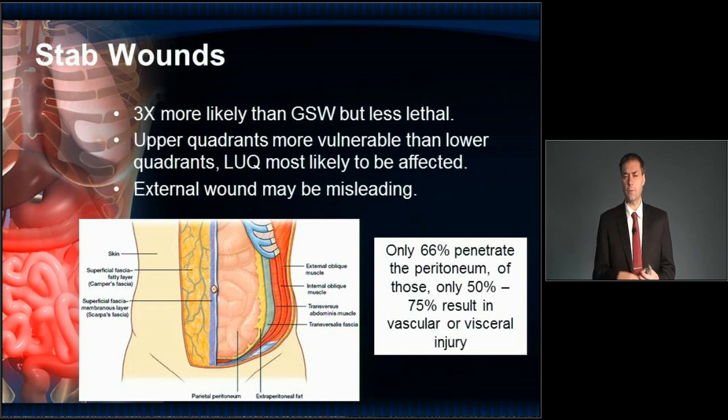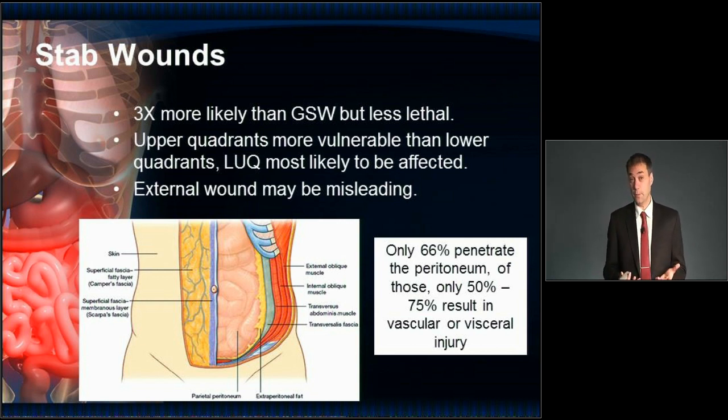Now, when we talk about penetrating trauma for a moment, stab wounds are 3 times more likely than gunshot wounds when you actually look at the incidence. However, as you might expect, a stab wound tends to be less lethal than a gunshot wound. With stab wounds, the upper quadrants are more likely to be injured because most people come up and under. So they stab in this direction, so the upper quadrants are more likely to be affected. And because the majority of assailants are right-handed, the left upper quadrant is the most likely to be affected.